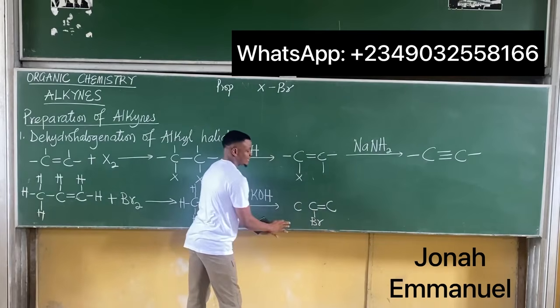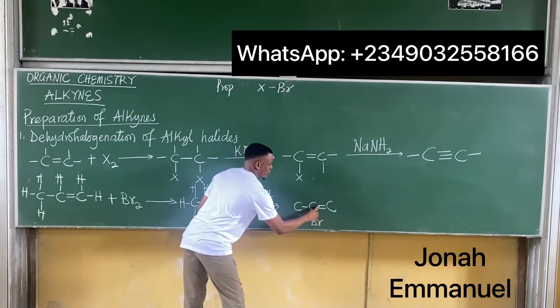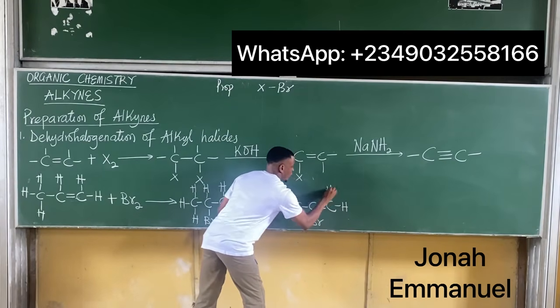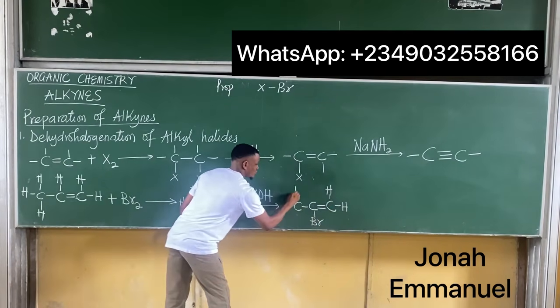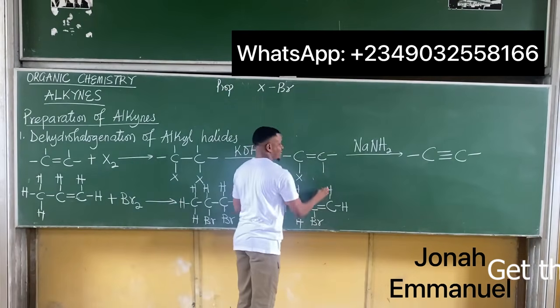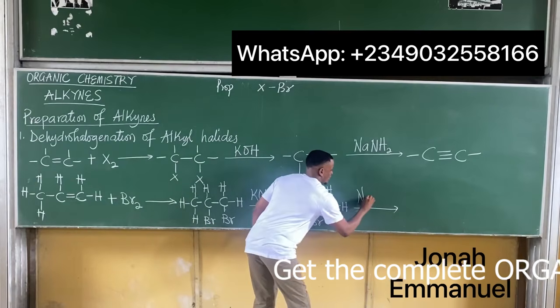Try to complete this. This one is 1, 2, so put it here. 1, 2, 3, 4. This one is balanced. 1, 2, 3, and 4. Balanced. 1, 2, 3, and 4. Balanced. I'm done with this. Next up, sodium amide. So NaNH2.